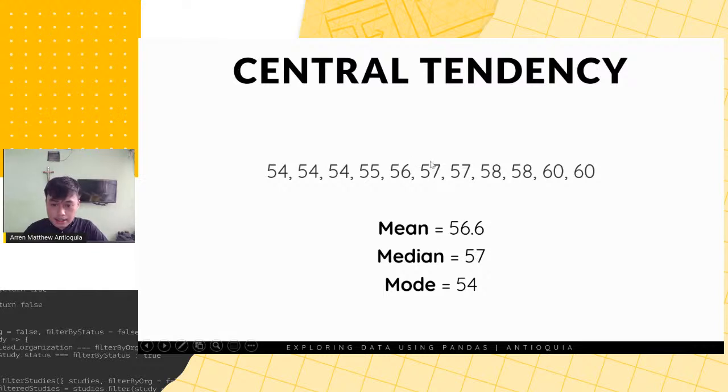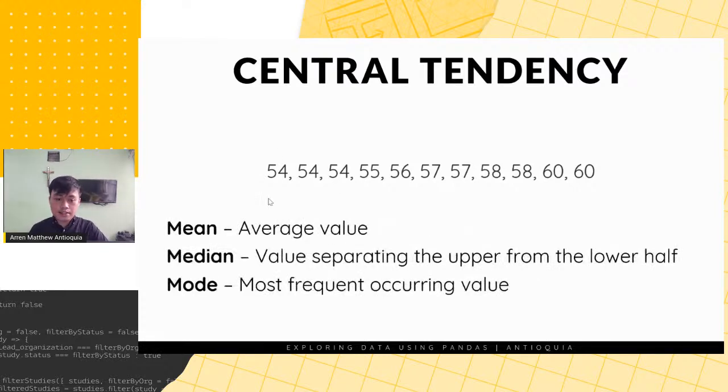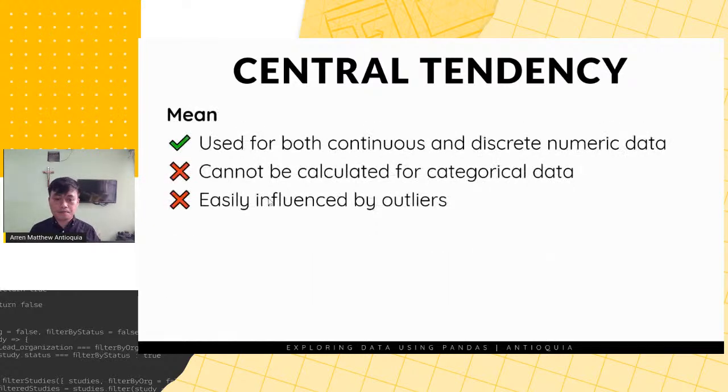If it's median, that's 57. So nasa gitna sila halos parehas. Kapag mode, notice that it's 54. Wala siya dun sa gitna. So there are actually advantages and disadvantages of using these values, right? Just a review, your mean is your average value. Your median is the value separating the upper from the lower half. And the mode is the most frequent occurring value.